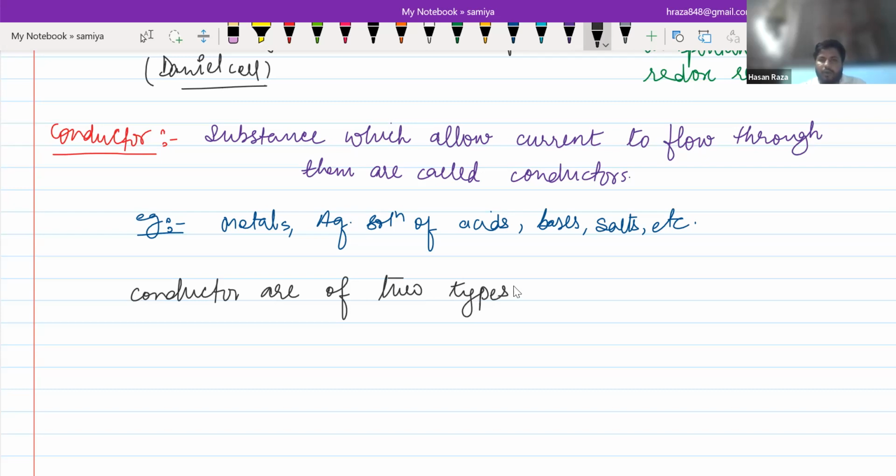So I'm going to differentiate between these conductors. First of all, you are going to write this and let me know. Then I'm going to make a box, then we'll differentiate between them.